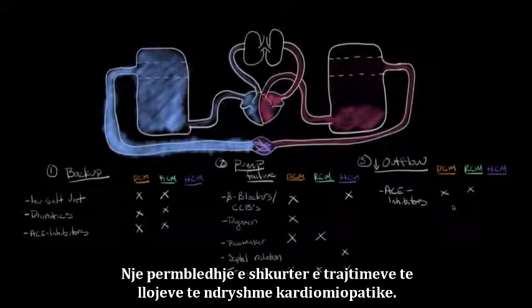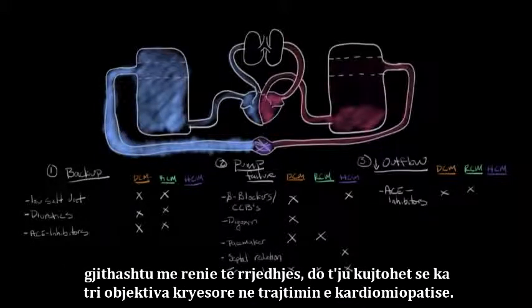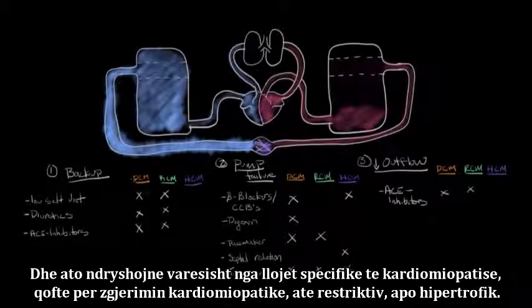So this is just a brief overview of the treatments of the different types of cardiomyopathy. And if you can remember this simplified diagram of the cardiovascular system and how cardiomyopathy causes a pump failure with subsequent backup of fluids as well as a decreased outflow, you can remember that there are three main targets of the treatments for cardiomyopathy, and they vary somewhat depending on the specific type of cardiomyopathy, whether it be dilated cardiomyopathy, restrictive cardiomyopathy, or hypertrophic cardiomyopathy.